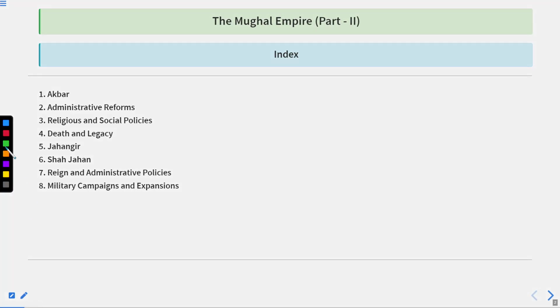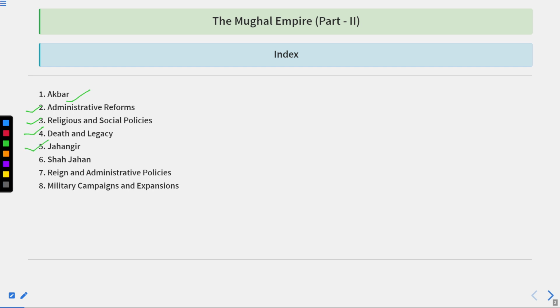In this class, we will discuss some facts related to Akbar, some administrative reforms done by Akbar. Also, we will discuss some religious and social policies, like Deen-e-Ilahi started by Akbar, and some social policies started by Akbar. Death and legacy of Akbar.